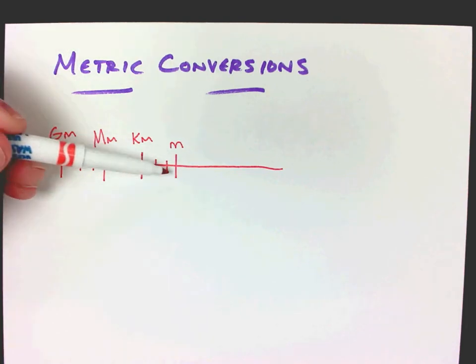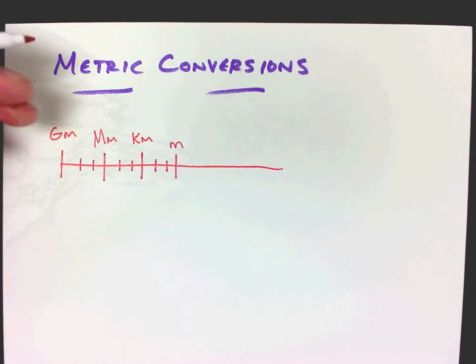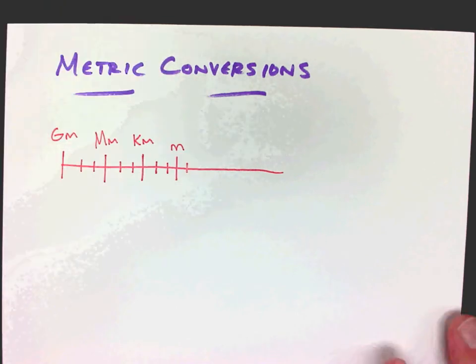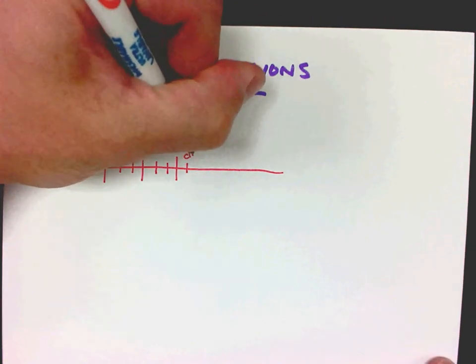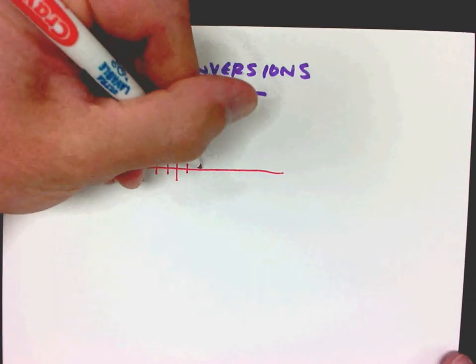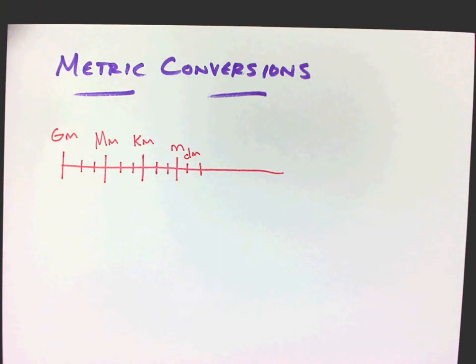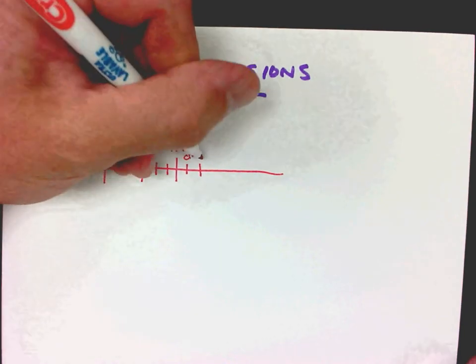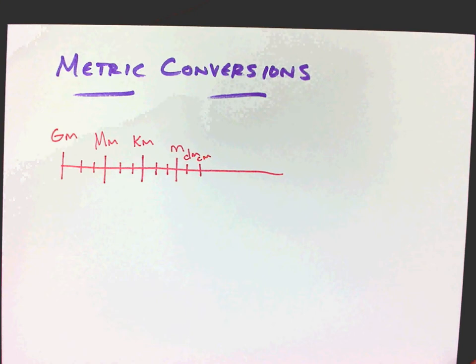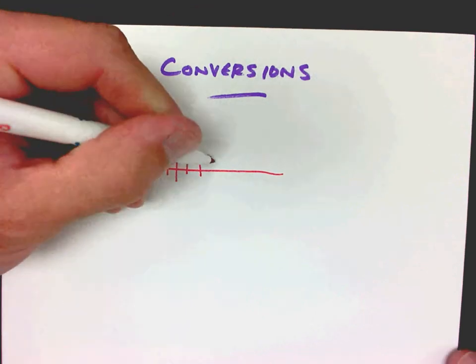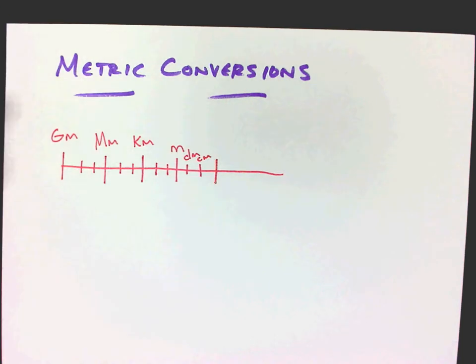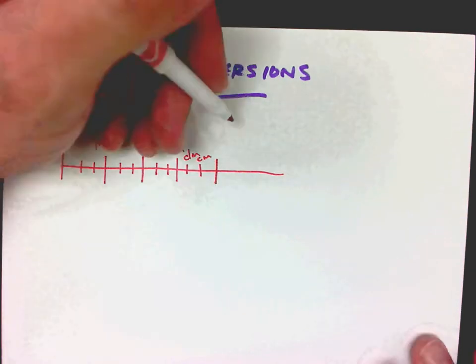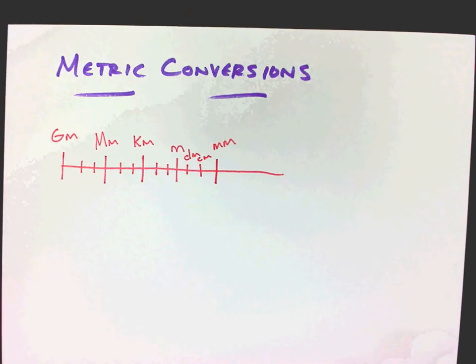On the right-hand side, we're going to do the smaller prefixes. The first spot over is deci. Deci means 1/10 of something. So in this case, we have decimeter. One more spot over is centi, meaning 1/100th of something. So we have cm. And then the last one for that batch is going to be 1,000th of something, which is milli. So there's our other M.